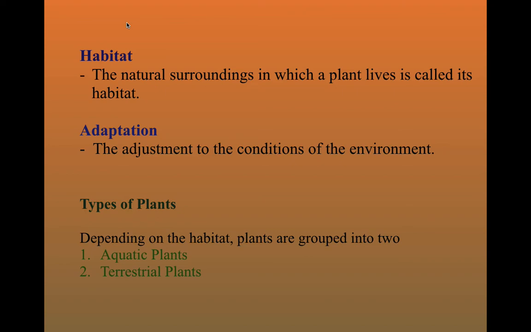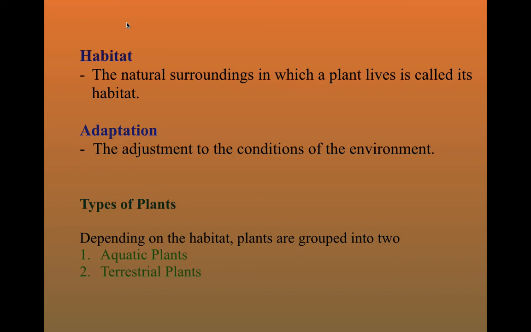It develops certain characteristics which help it to survive in a particular environment. This is known as adaptation. If a plant is not able to adapt to its habitat, it dies. Here you have to learn mainly two things. One, what is habitat? The natural surroundings in which a plant lives is called its habitat. And second one, that is adaptation, the adjustment to the condition of the environment, that is called adaptation.